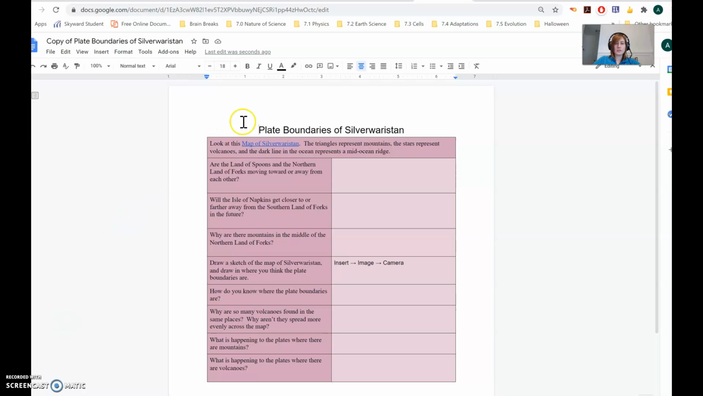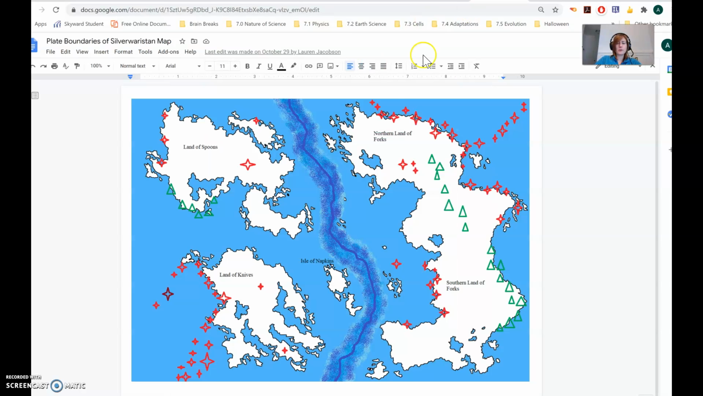Okay, I'm going to help you with the assignment Plate Boundaries of Silverwaristan, and if you click right here you can see the map. Silverwaristan is an imaginary place, and on this map we can see lots of features like the red stars are volcanoes. Volcanoes are formed at a subduction zone, which is when two plates are running into each other but one is more dense, so it sinks down into the mantle. It melts down there, and then the hot rock, melted rock, rises and forms a volcano. So subduction zones form volcanoes.